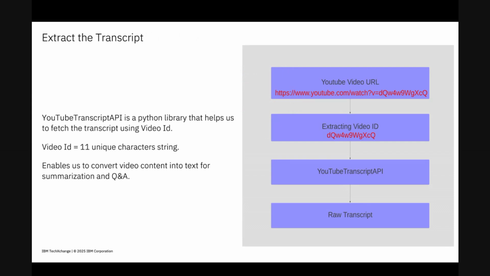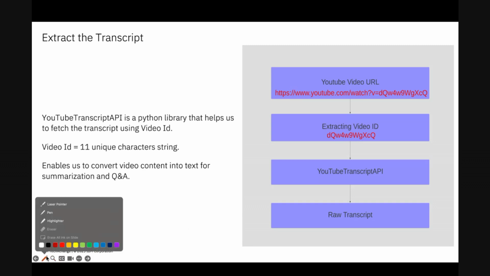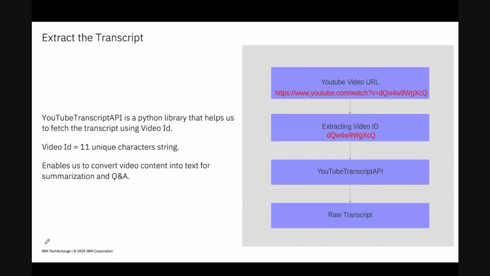Now you might have a question: what is a video ID? A video ID is an 11 unique character string that is present in the video URL. So for this, I would like to explain what this is. Here in the image at the top, we have the video URL, and I have also given an example of the URL. After getting the URL, we are going to extract the video ID from it. Here in the URL, this is the video ID for the specific video. We are going to extract the video ID, and then we will use that video ID with the YouTube transcript API to get the raw transcript.